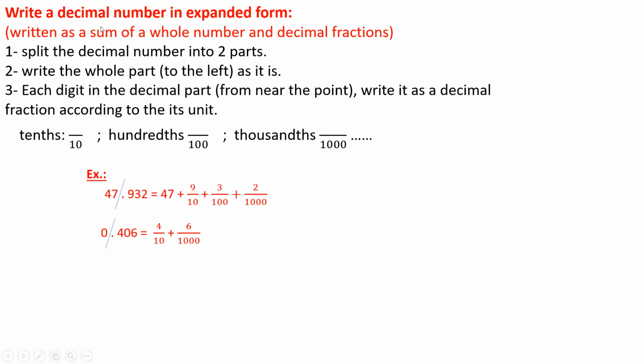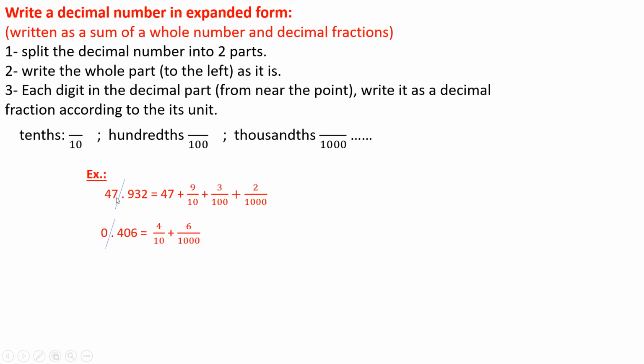Now, how do we write a decimal number in expanded form? Written as a sum of a whole number and a decimal fraction. So here I should split the decimal number into two parts, the whole part alone and the decimal part alone. The whole part I leave as it is, and every digit in the decimal part I put according to its unit. What does this mean? When I talk about the digit in the tenth, I write it over 10, hundredth over 100, thousandth over 1000.